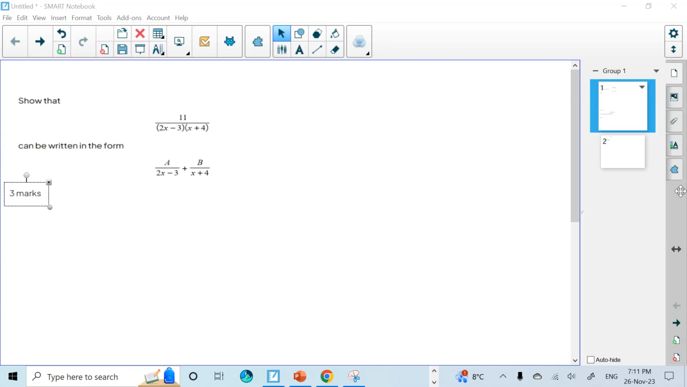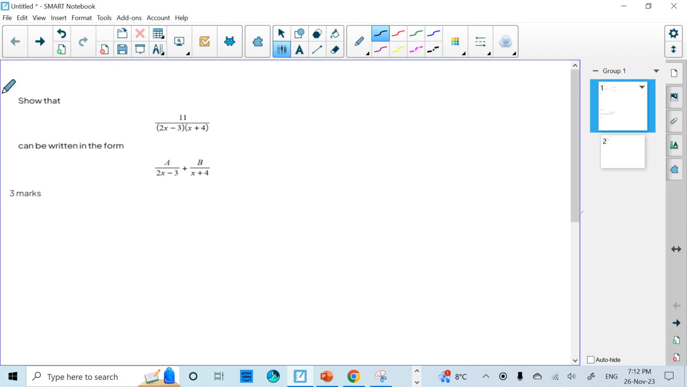Okay, more integration for Year 2 students and a simple standard one here, integrating using partial fractions. So, we have: show that 11 over (2x minus 3)(x plus 4) can be written in the form of a over 2x minus 3 plus b over x plus 4, for 3 marks. So, let's do the maths.